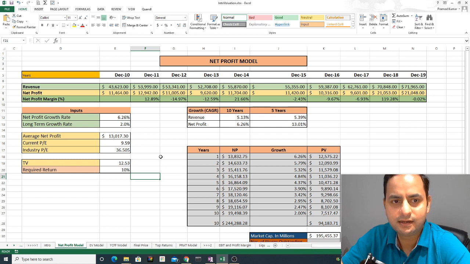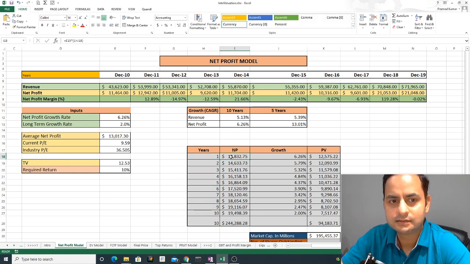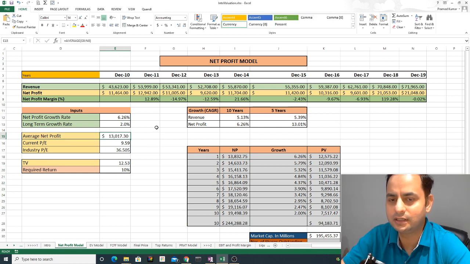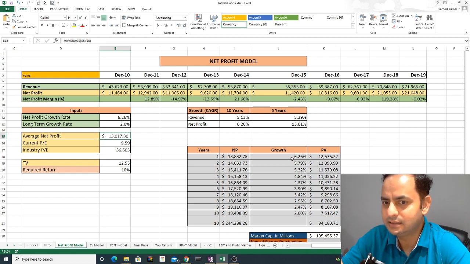Okay, so in order to use the model for 10 years, I take the average net profit rather than taking the latest, just to be on a little more conservative side, so 13,000, and then take the latest growth, which is 6.2%. Instead of assuming the growth is consistent for a few years and then dropping it suddenly, I drop the growth rate using the interpolation method, slowly reducing the growth to 2%. So the first year is 6.26 and then 5.79 and so on, as you can see.